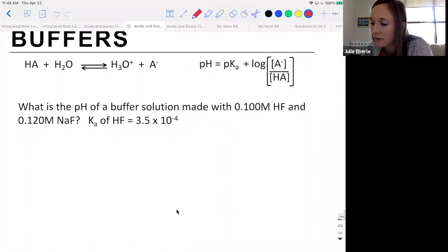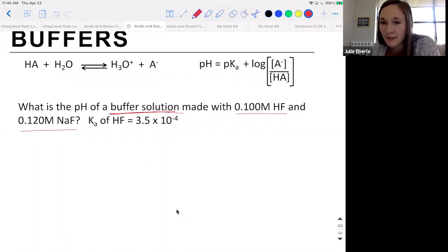All right, so here we have a buffer. It says, what is the pH of a buffer solution? It'll tell you when you have a buffer. Made with 0.1 molar HF and 0.12 molar NaF, okay? The first thing we need to identify is which one's our weak acid and which one's our conjugate base. Is HF the weak acid or is NaF the weak acid? What do y'all think?